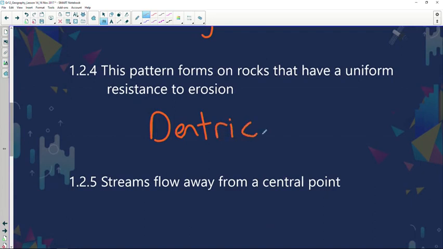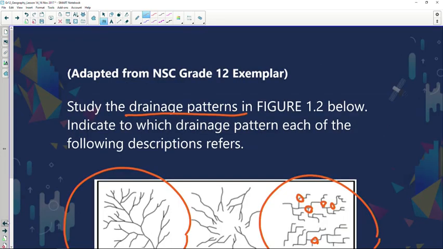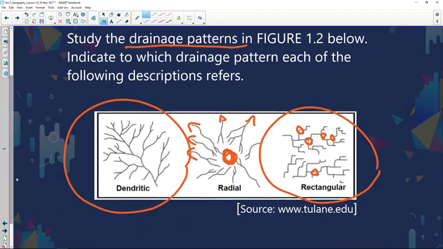Streams flow away from the central point. That's quite an easy one to remember. If you look at it over here, as you can see, the streams flow away from a central point. There's a central point situated over there. And that type of pattern is your radial pattern.